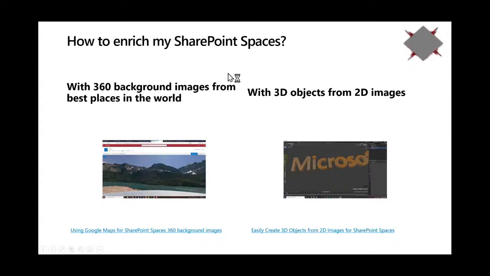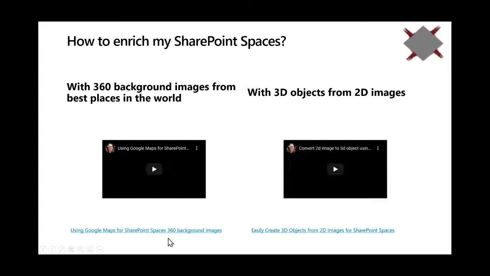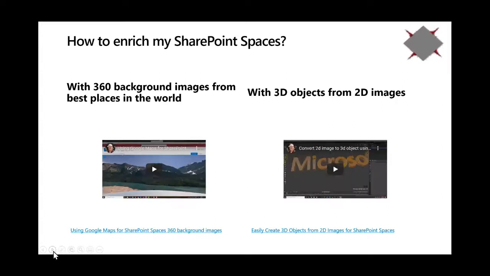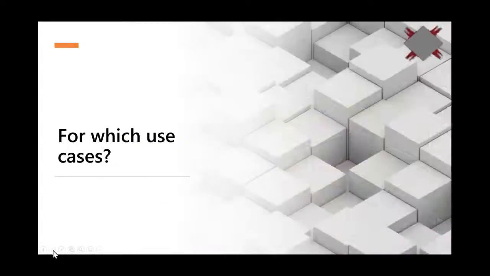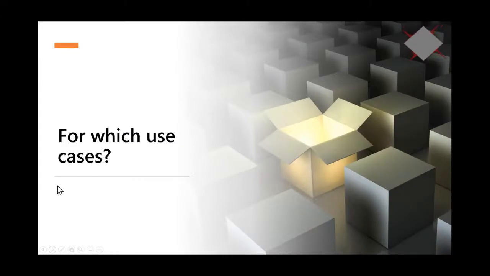Here you can also find some interesting links to add more objects and background images in your SharePoint Spaces. A very interesting thing is you can go to Google Maps and add a SharePoint Spaces background image directly from Google Maps. So that's pretty cool. For example, if you want to create a background of New York City or things like that.